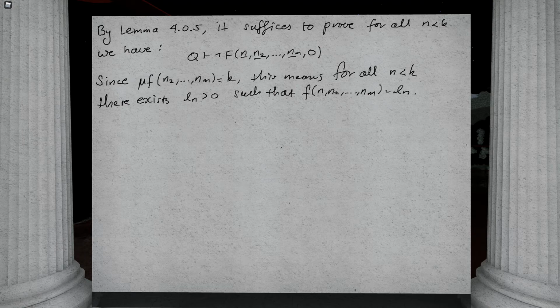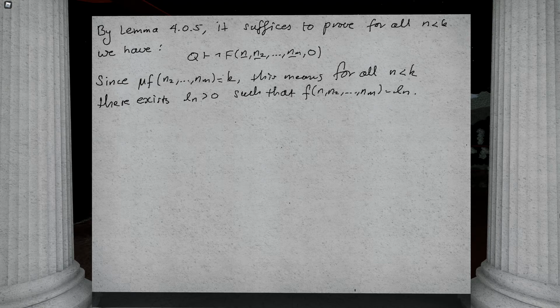So let's think about this. What I'm saying is the minimization of f applied to N2 up to Nm is equal to K, which means K is the least integer such that f of K, comma N2, comma ... comma Nm is equal to 0, right? And so what that means is that for all N less than K, f of N, comma N2, comma ... comma Nm is equal to some non-zero value, right? And that's what Ln is here.